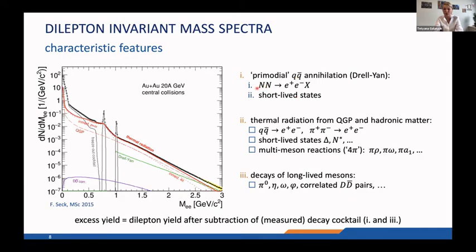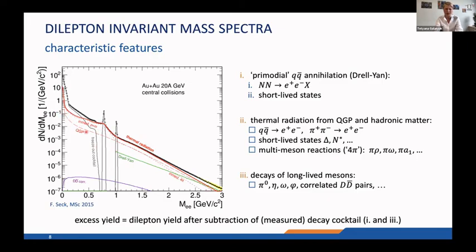Then what is shown in red in this figure is the so-called thermal radiation that originates either from the quark-gluon plasma phase or from the hadronic phase, but the hadronic phase in this sense is hot and dense. And this then leads to a strong modification of the particles at higher temperature and higher densities.